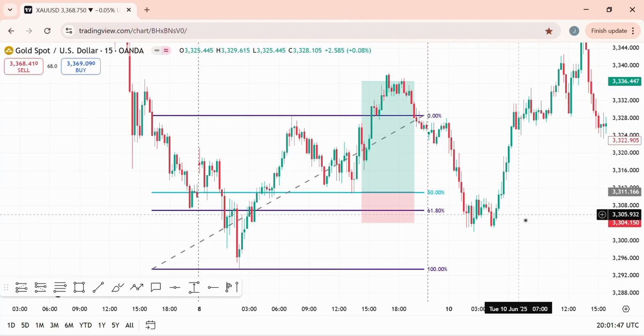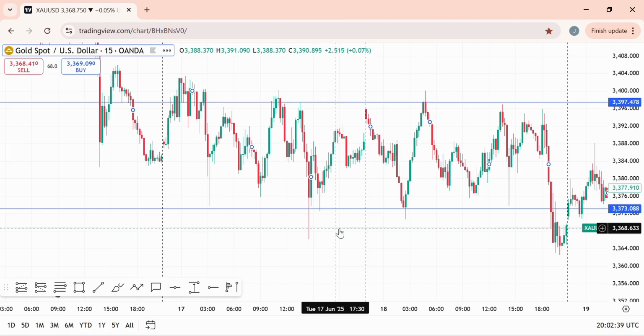Today we are exposing 5 deadly mistakes traders make when using Fibonacci retracements and how you can avoid them. Let's dive in. The first mistake is forcing Fibonacci on the wrong trend.